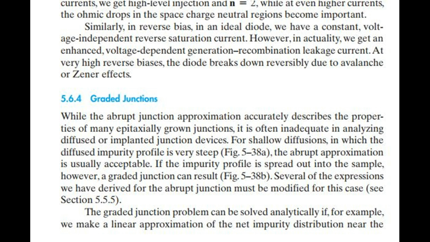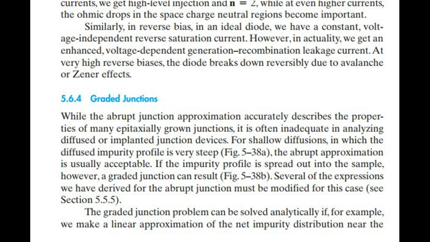Similarly, in reverse bias, in an ideal diode, we have a constant, voltage-independent reverse saturation current. However, in actuality, we get an enhanced, voltage-dependent generation recombination leakage current. At very high reverse biases, the diode breaks down reversibly due to avalanche or Zener effects.